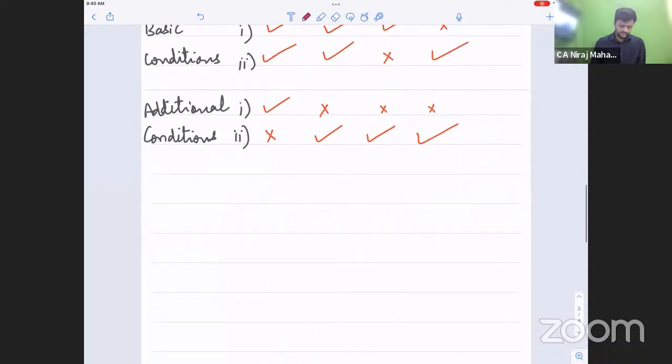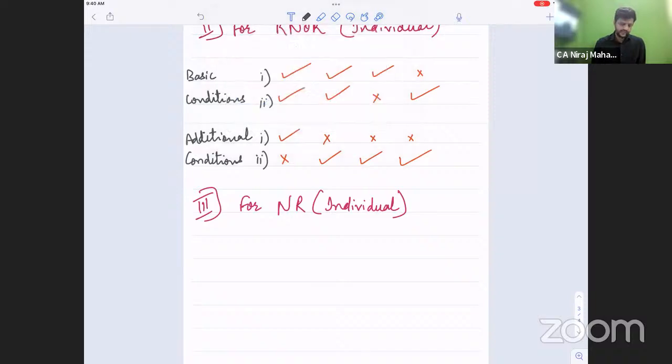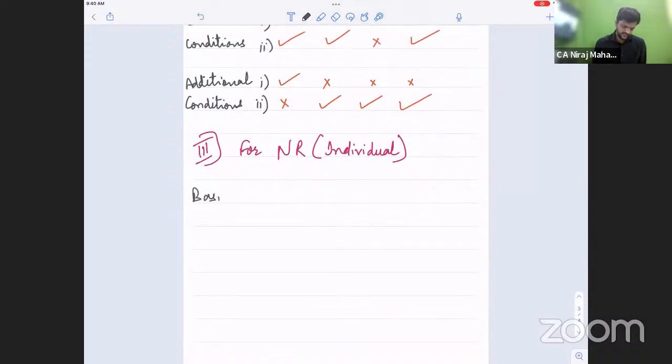Okay, we'll go ahead. Third one, for non-resident, obviously an individual we're talking about. What will you check, basic and additional? Only basic. Very good. Because basic itself is not getting satisfied for NR. Basic conditions, yes or no? So what about the basic? Both of them not satisfied. Simple. Clear? Yes, sir. Good.